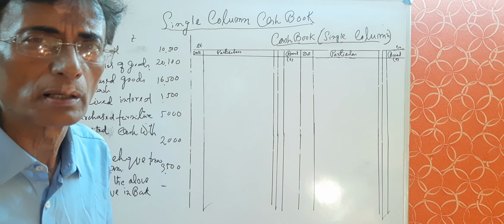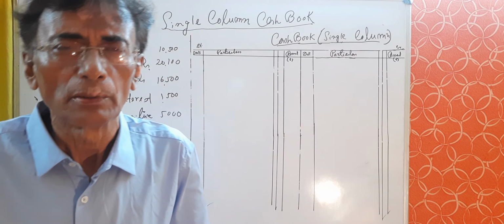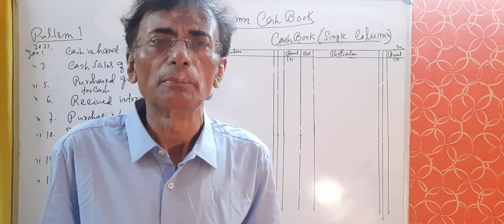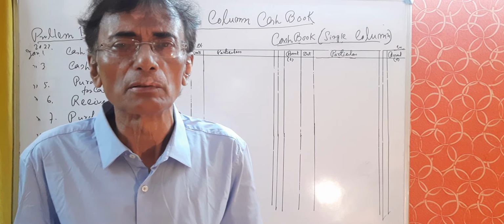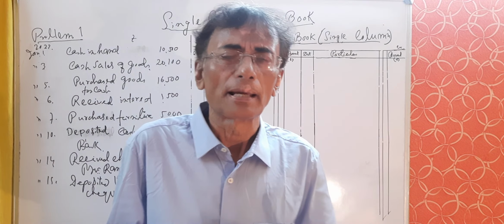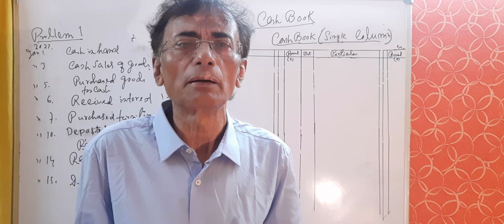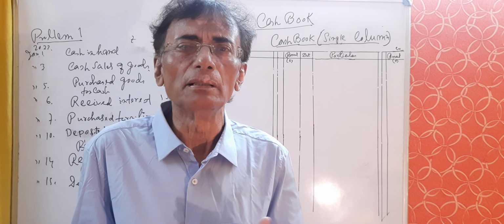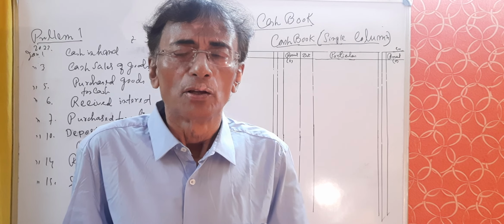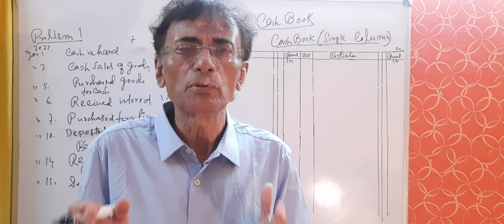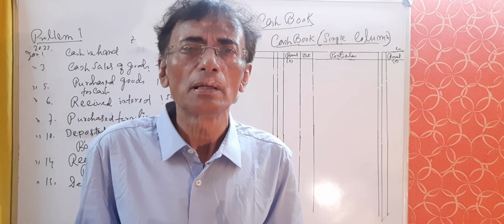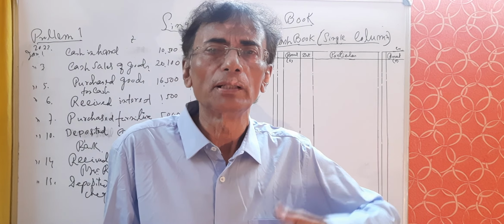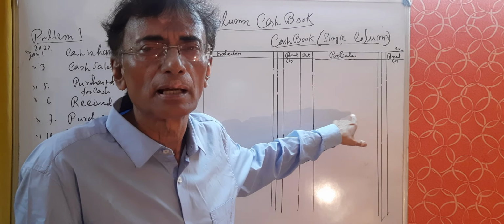Before solving the problem, I want to ask you a question. Cash account belongs to which classification of accounts? Yes, cash account belongs to the class of real account. Then what is the golden rule of real account? What comes in, debit; what goes out, credit. So in recording cash book, we will have to keep in mind this golden rule, that when cash comes in, we shall go to the debit side of the cash book, and when cash goes out, we should go to the credit side of the cash book.